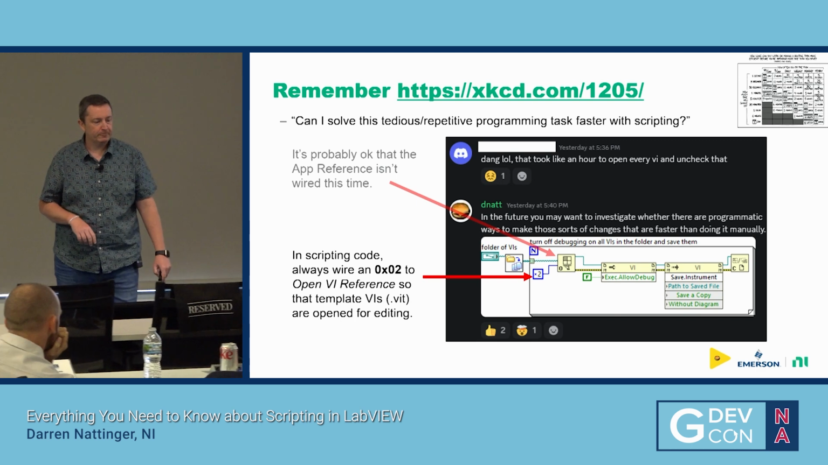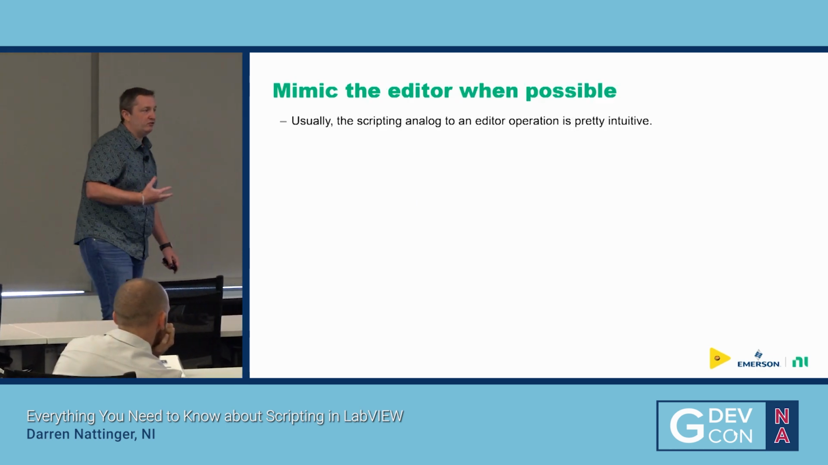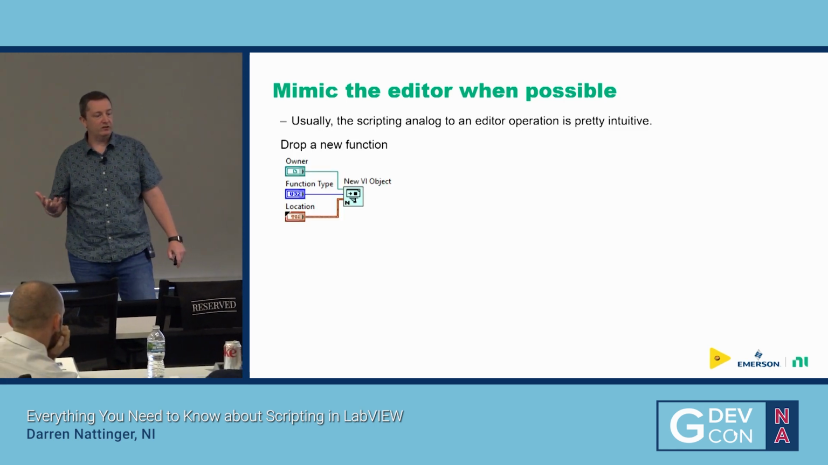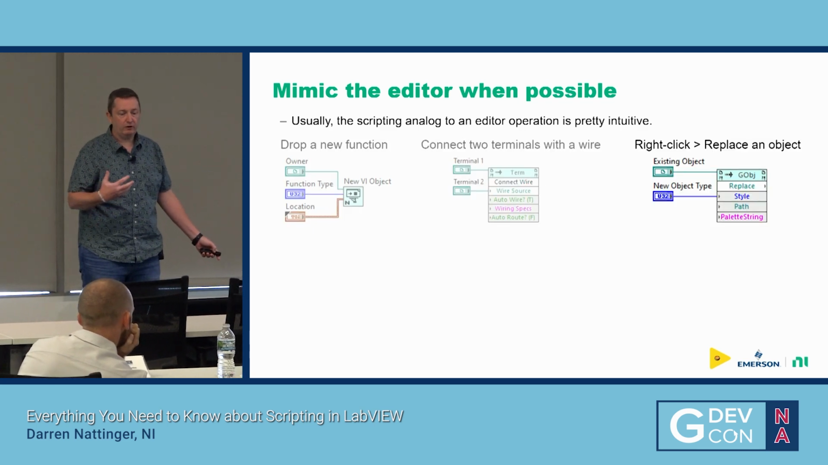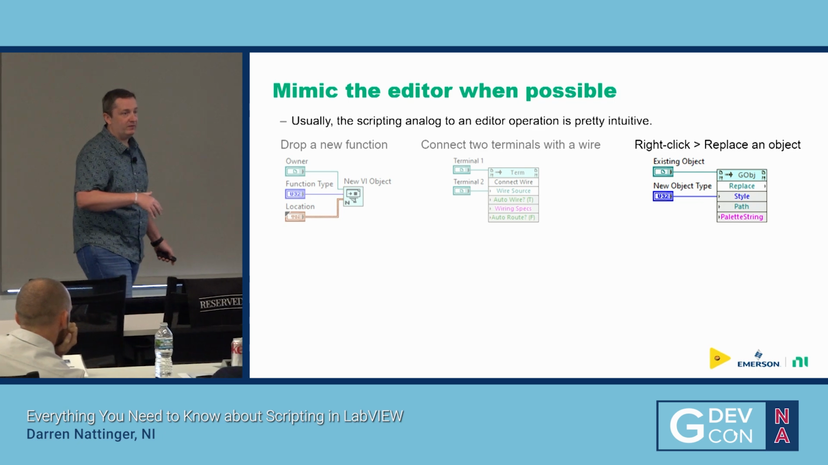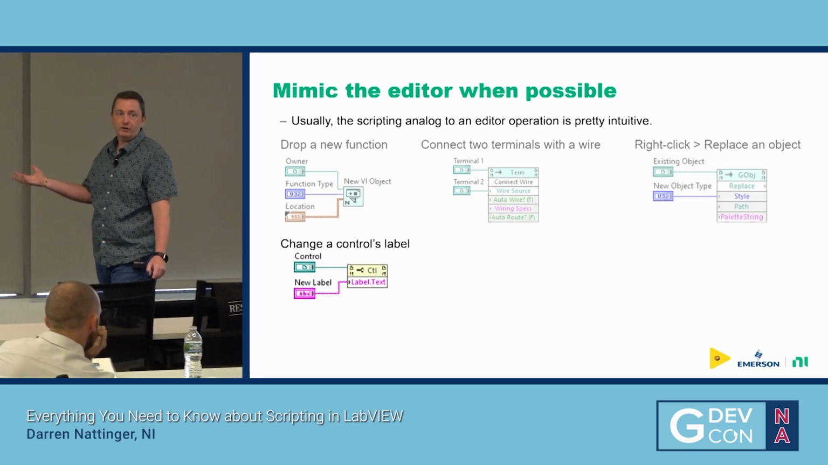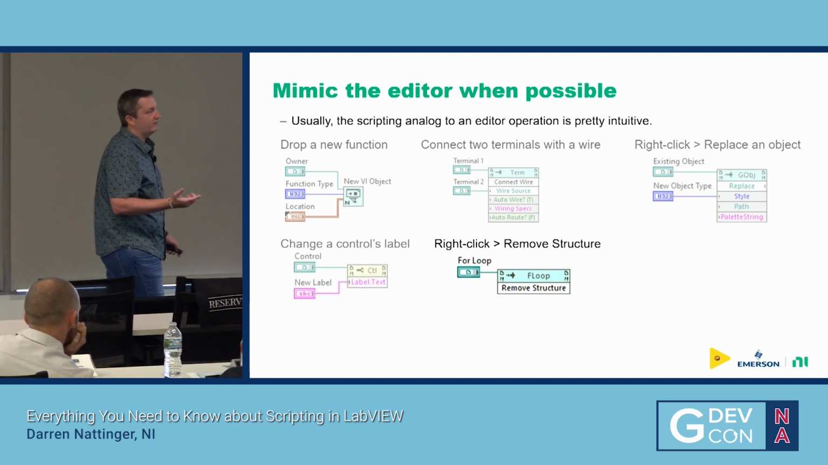OK, mimic the editor whenever possible. Scripting operations kind of feel like the same thing you do in the editor. If you create a new function, that's the new VI object. There's a method to connect 2 wires. There is a replace method, which does the same thing as right-click replace. You can change the label of a control with the label text property. If you right-click and remove a structure, there's a method that does that.